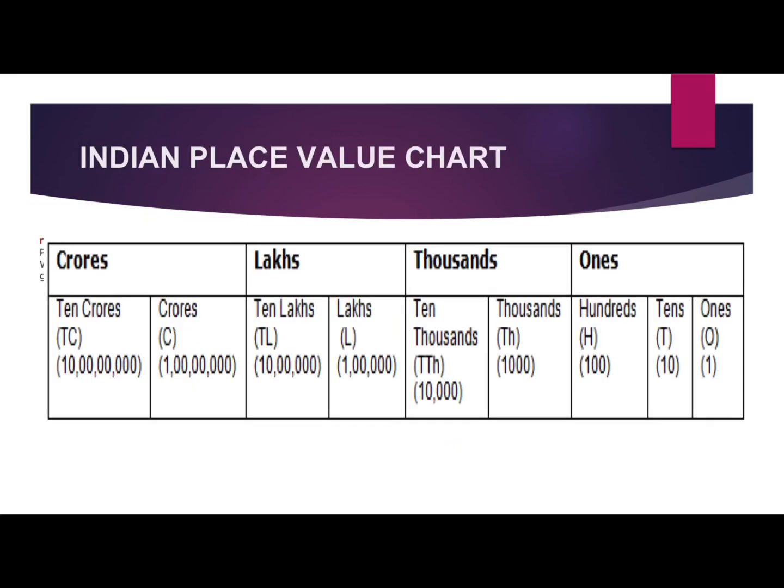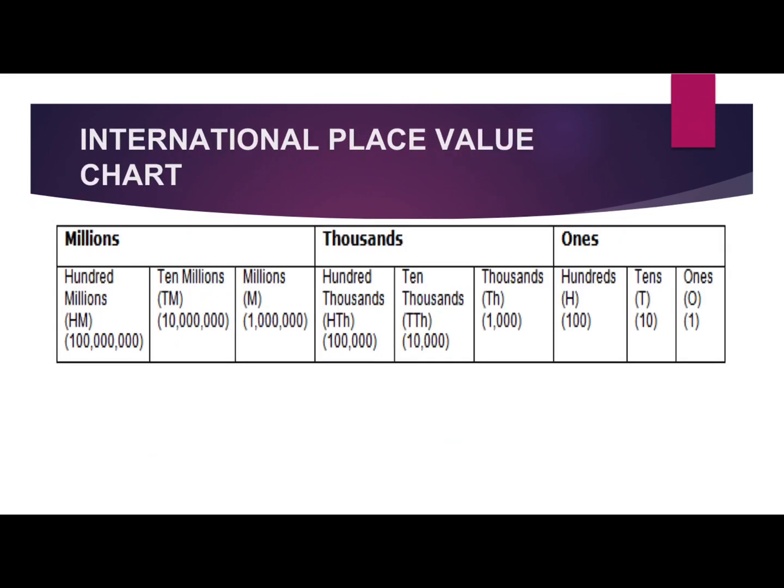Now children, let me start with the Indian place value chart. In the Indian place value chart, we have ones, thousands, lakhs and crores. Under the ones column, we have hundreds, tens and ones; in thousands, 10,000s and thousands. In the lakh column, we have lakhs and 10 lakhs. In crores, we have crores and 10 crores.